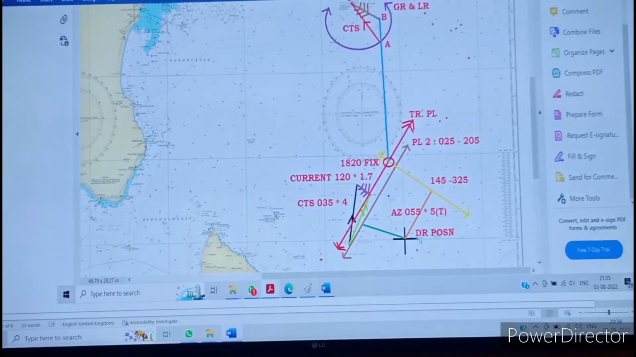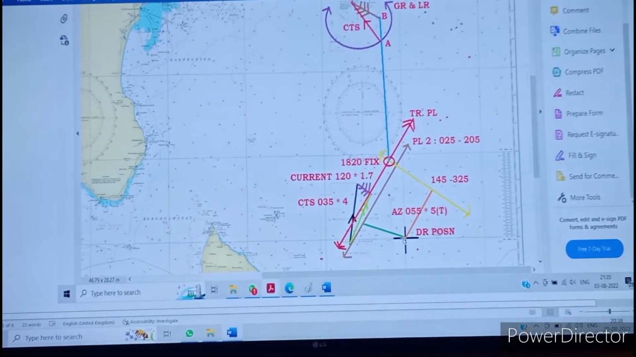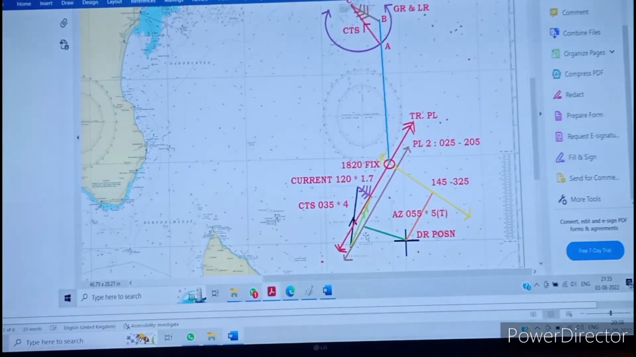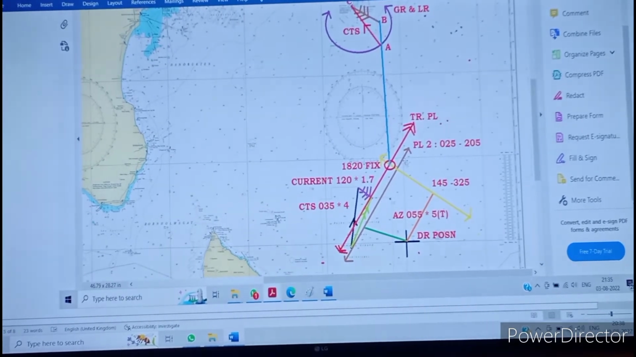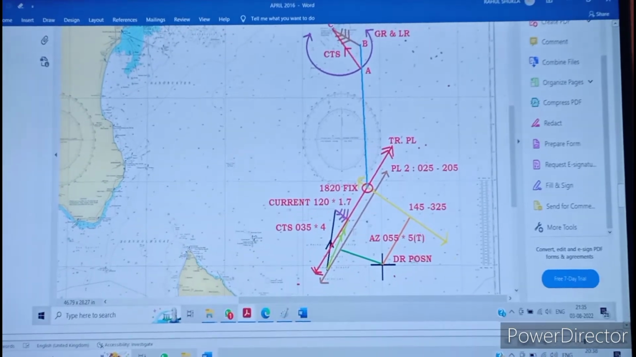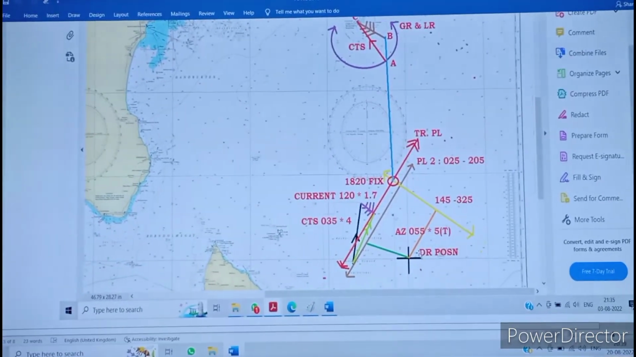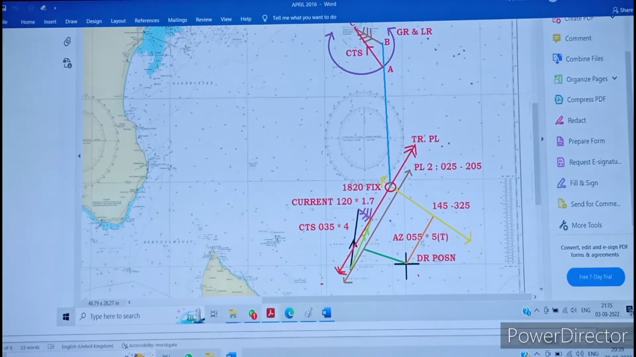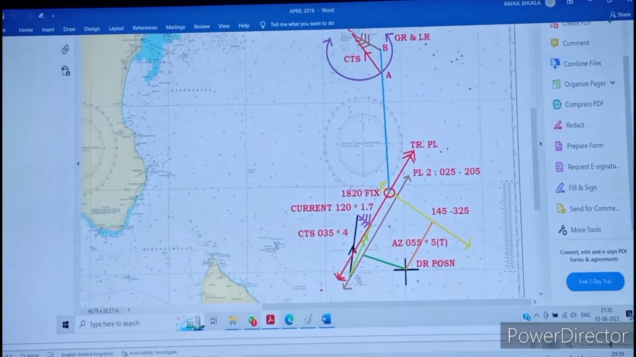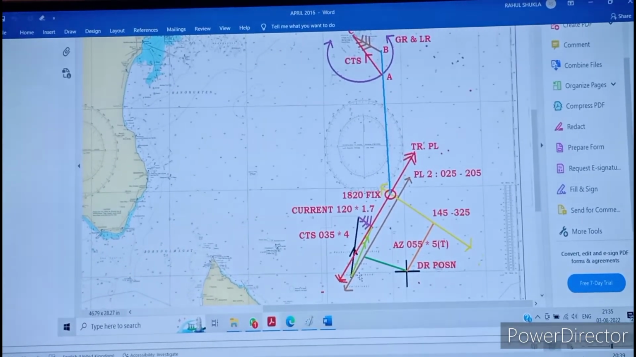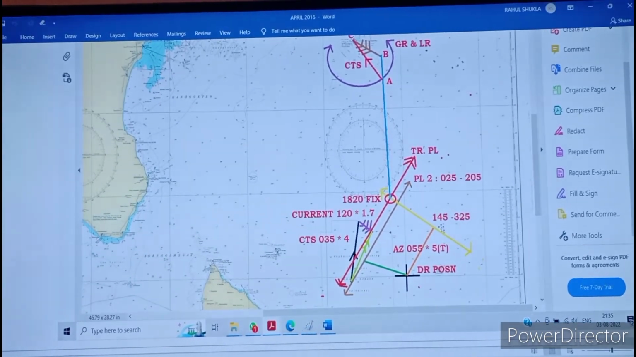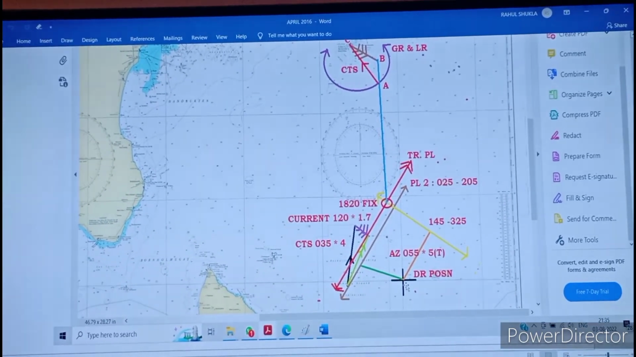First we draw the DR position, and from the DR position we draw our first celestial observation. Okay, so we get our first PL. And from this DR we have to apply the second celestial observation. Since we need to find the 1820 hours position, on the second PL we get 1820 hours, but on the first PL we get 1800 hours.